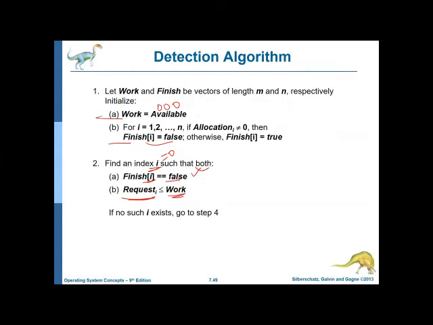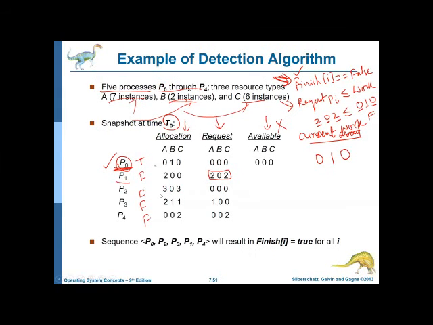I told you in this case, both the conditions have to be satisfied, right? Both, finish has to be false and the request has to be less than or equal to work. So in this case, the less than part did not work. So P1 cannot be satisfied for the time being. So it is still false. So let us move forward to find the next value of i. Next value of i is P2. Okay, i is equal to 2.